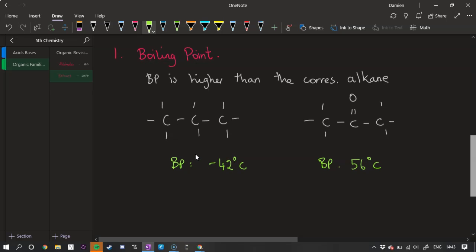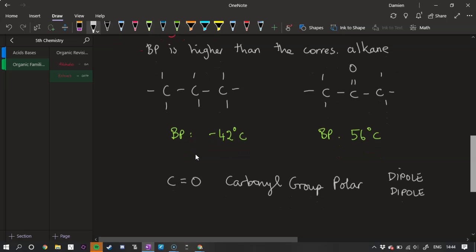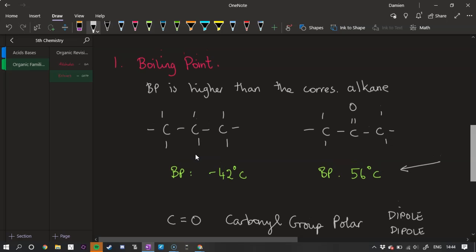And again, you have to justify why that is. The reason for that is the carbonyl group. And again, I won't write it all out, but the C double bond O carbonyl group is polar. So because this is polar, it gives rise to dipole-dipole bonds. And when it gives rise to dipole-dipole bonds, in order to break these bonds, to boil it, to get it into a gas, you need a lot of energy. This is really a measurement of how much energy you're actually going to need in order to break apart the molecules from each other. So that's boiling point.